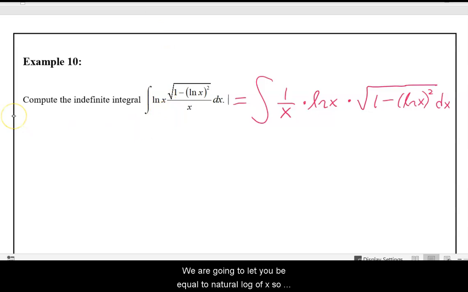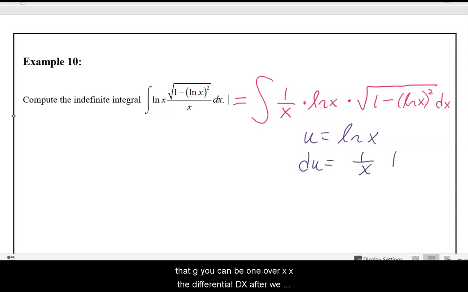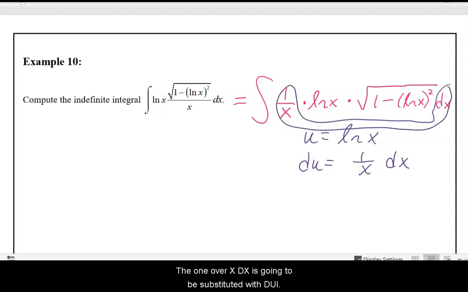We are going to let u be equal to natural log of x so that du can be 1 over x times the differential dx after we abuse the notation. Now, in the next step, let's ring the parts that are being substituted out. The 1 over x dx is going to be substituted with du.